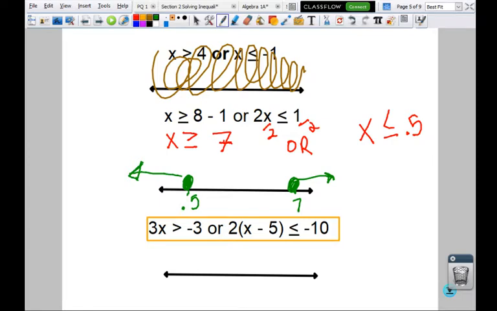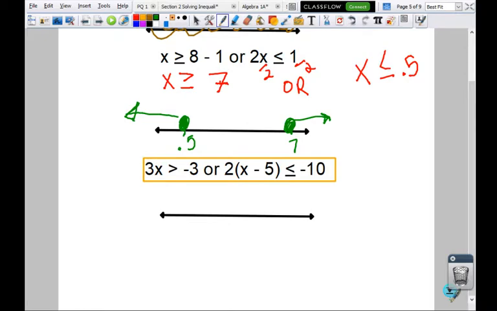How do you know which one's first? On the number line. What's smaller? 0.5 is smaller, so it's going to go on the left. So you always put the smaller number on the left? Yes. Always, every time. Yes, because that's how number lines work. The farther right you go, the bigger it is. The farther left you go, the smaller it is.